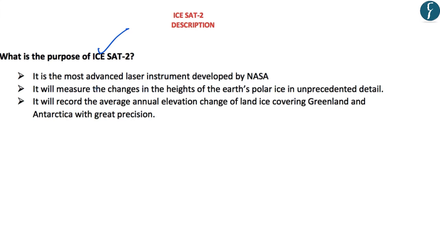This Ice, Cloud and Land Elevation Satellite is the most advanced laser instrument developed by NASA. The main aim for launching this satellite was to measure the changes in the heights of Earth's polar ice in unprecedented detail. Moreover, it will record the average annual elevation change of land ice covering Greenland and Antarctica with great precision. So Greenland and Antarctica are very important in this context, as this satellite is going to measure the elevation change in these 2 places.